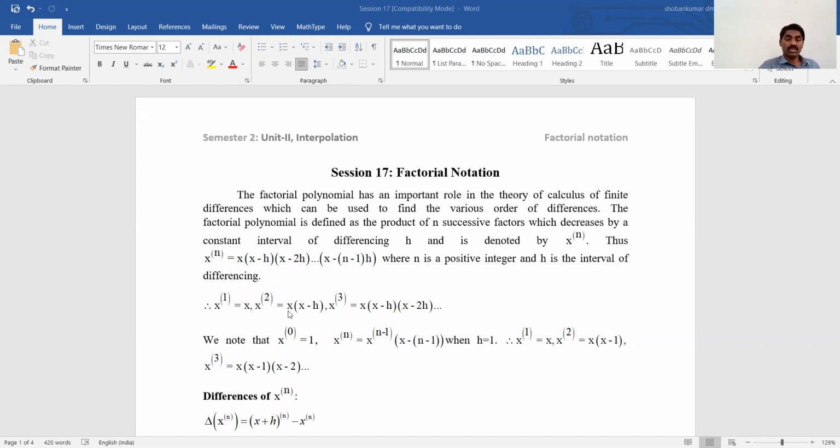x^(2) is equal to x into x minus h. x^(3), n equal to 3, we get x into x minus h into x minus 2h. We note that x^(0) is 1, then x^(n) is equal to x^(n minus 1) into x minus (n minus 1)h. When h is equal to 1, x^(1) is x, x^(2) is x into x minus 1, x^(3) is equal to x into x minus 1 into x minus 2.